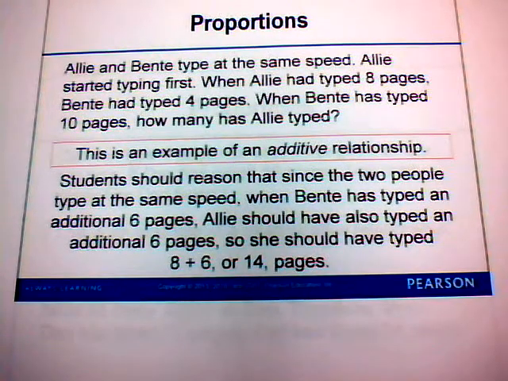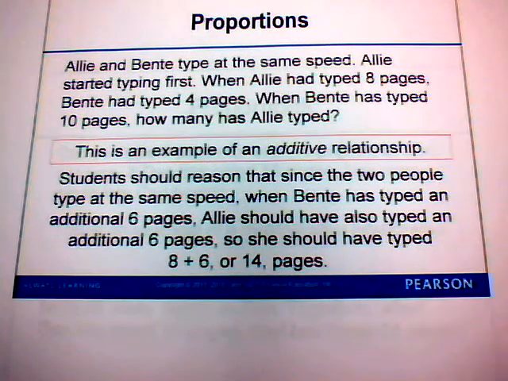Okay, let's look at this situation. Ali and Bent typed at the same speed. Ali started typing first. When Ali had typed 8 pages, Bent had typed 4 pages. When Bent has typed 10 pages, how many has Ali typed? Now this example is what we call an additive relationship.